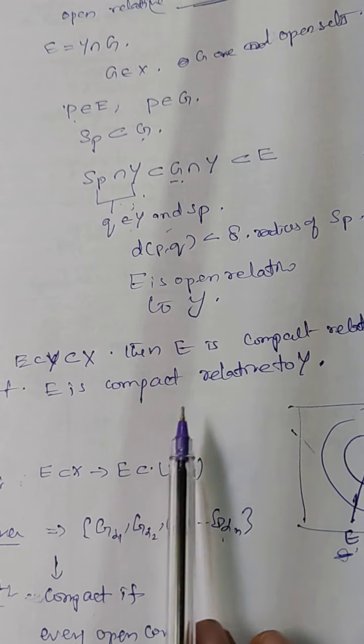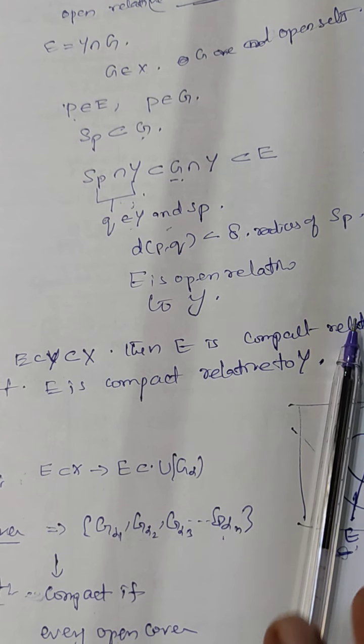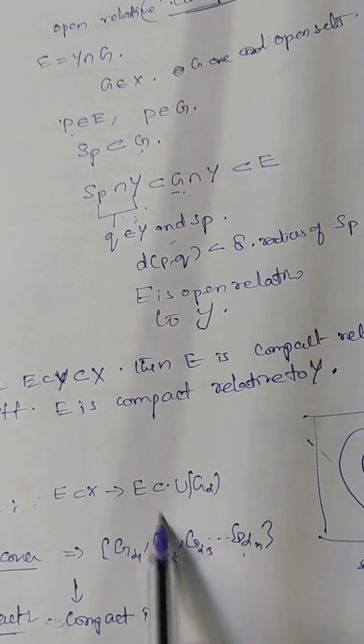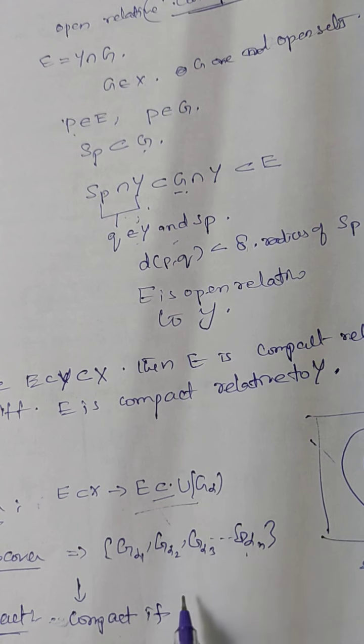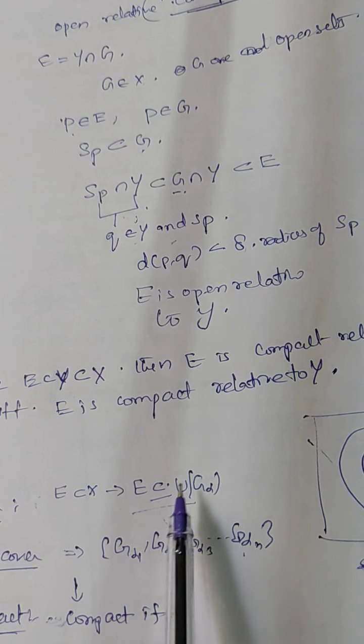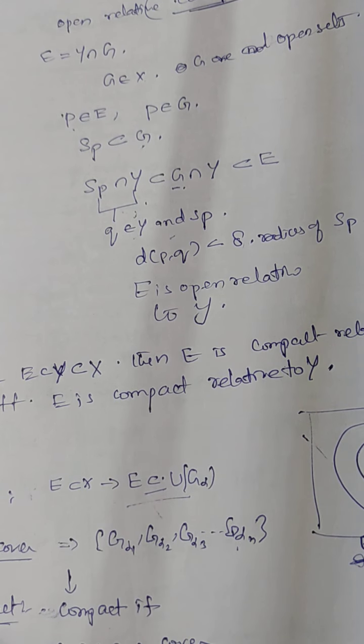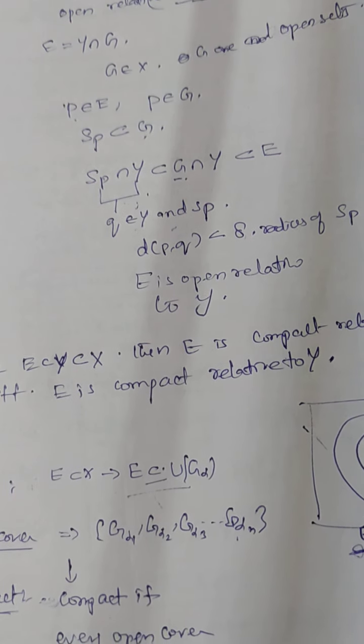Now conversely, suppose E is compact relative to Y. Hence we can say that E can be written as a subset of the union of G alphas, where E is a subset of Y. Okay, I'm going to continue afterwards.